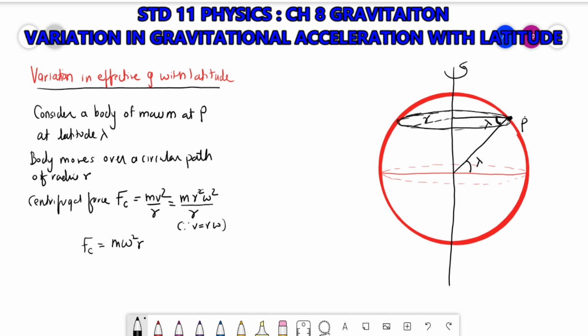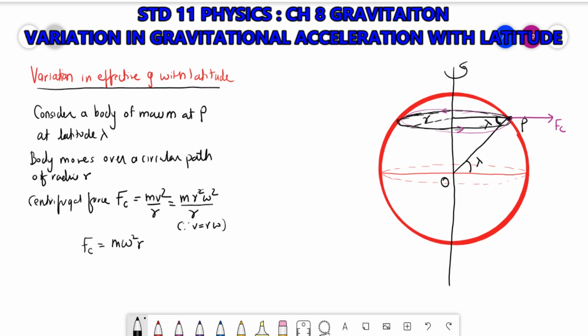Now what will be the direction of this centrifugal force? Centrifugal force acts outward. See, now this is rotating in this way. The body of mass m at P rotates in this way along this latitude. So centrifugal force is outside. This is the centrifugal force. If I take the center of the earth as point O.